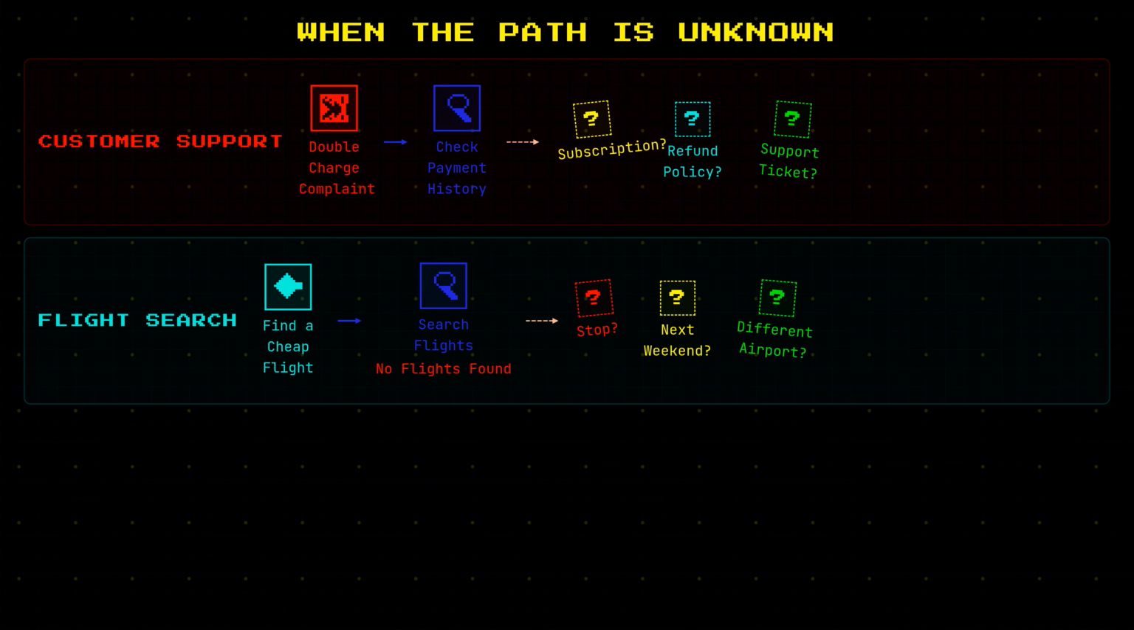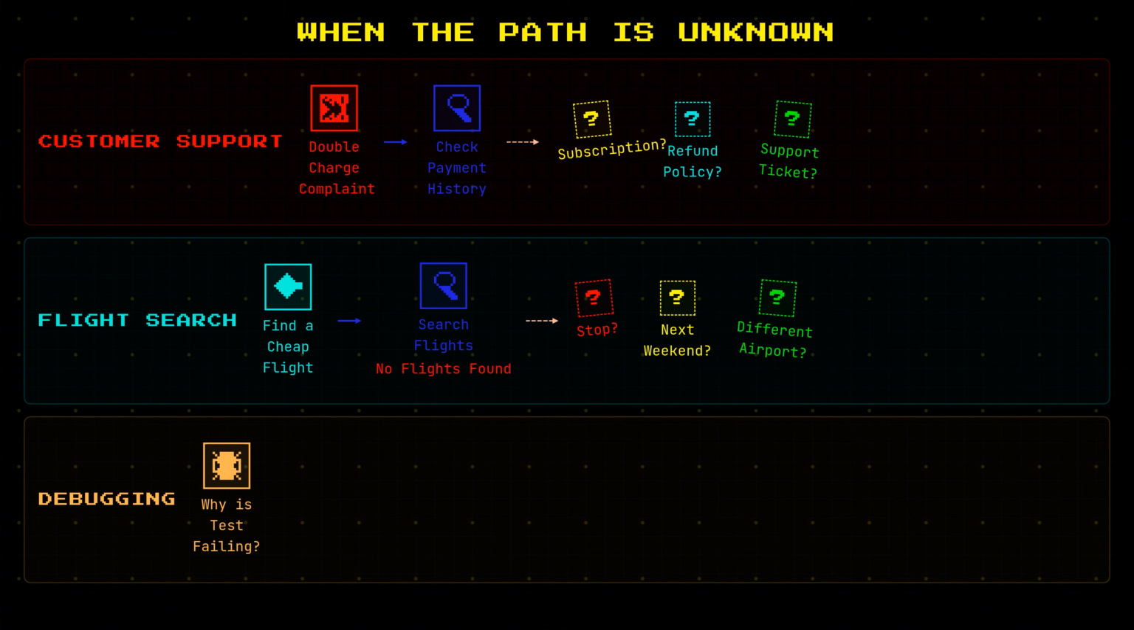Or a developer asks an AI, why is this test failing? Answering that might mean reading files, running commands, checking logs. No two bugs follow the same path. In all these cases, the steps can't be predefined. Someone or something needs to decide what to do next on the fly. That's what we're looking at now.